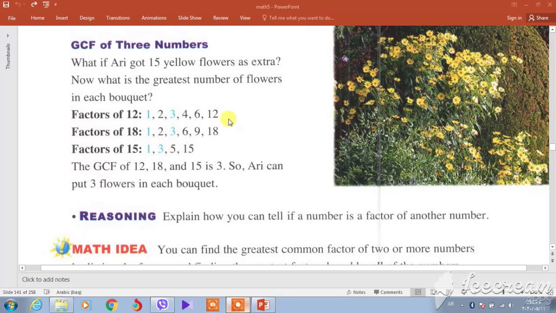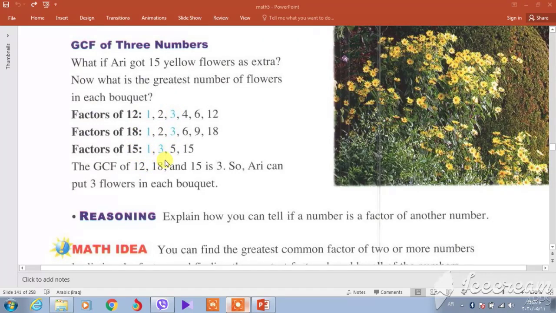In multiples we find the multiples of numbers, but here we have the factors. We need to write down all the factors for each number, students. Then I say which number is common. We have 1, and we have 3 and 3, but which one is greatest, students? 1 or 3? So the greatest common factor, or GCF, of 12, 18 and 15 is 3.